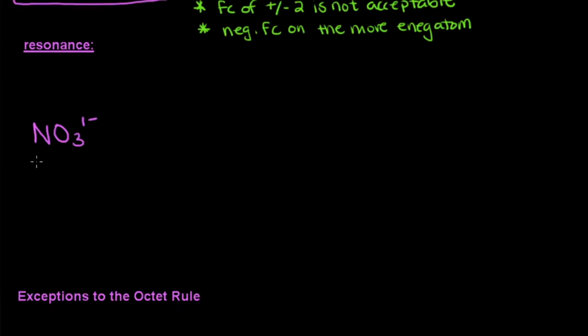All right, normal rules. Count up your total number of valence electrons. 5 plus 6 times 3. Don't forget about this negative charge here. That means you gained an extra electron. So we've got 24 electrons total. We're going to divide by 2. We're working with 12 pairs. Nitrogen is going to go in the middle. And we're going to connect that nitrogen to 3 oxygens.